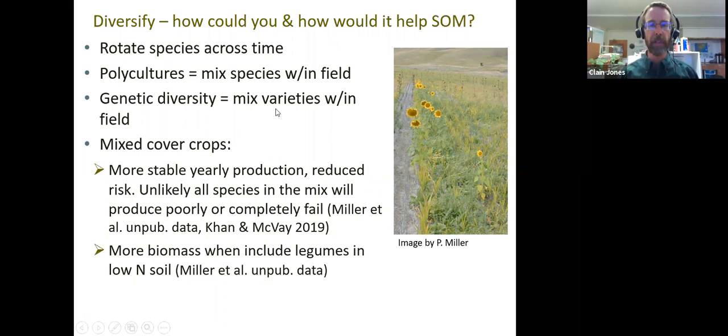We also found in our studies that we grew more biomass, which means more soil organic matter, which means better soil health, when we included legumes, especially in low nitrogen soil. It's probably not a huge surprise to you.